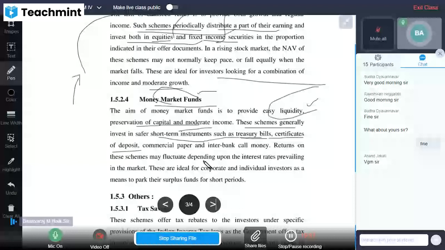So returns on these schemes may fluctuate. Of course, while investing in these kinds of funds, they can get a return. That particular return may fluctuate. It may change depending upon the interest rates prevailing in the market. As per the interest rate on that particular scheme, the return may fluctuate across the different short-term instruments.